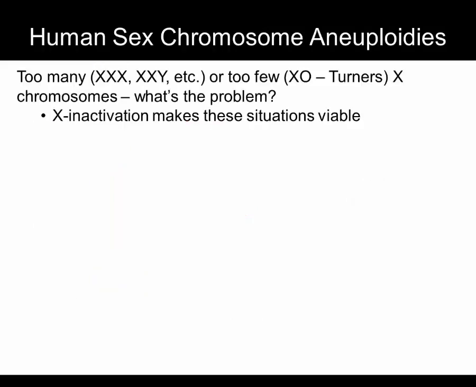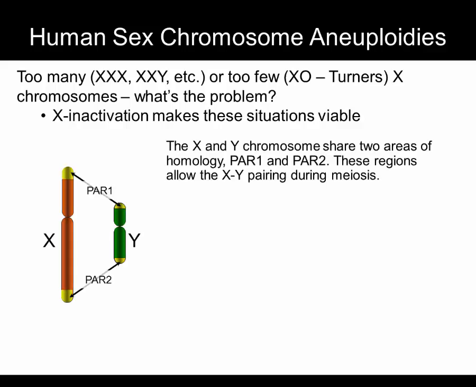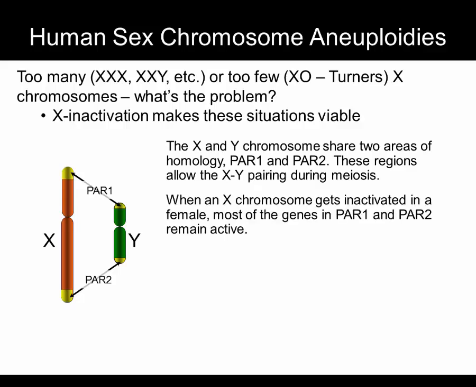So if X inactivation deals with sex chromosome aneuploidy in humans, why do XXX, XXY, or XO individuals have any atypical phenotypes at all? The answer is that X inactivation isn't quite complete. The ends of the X and Y chromosomes have pseudo-autosomal regions, PAR1 and PAR2. These regions are important in allowing the X and Y chromosomes to pair during meiosis. When an X chromosome is inactivated, the genes in PAR1 and PAR2 remain active.